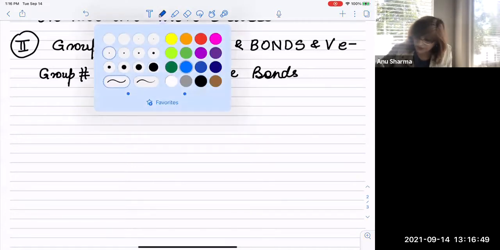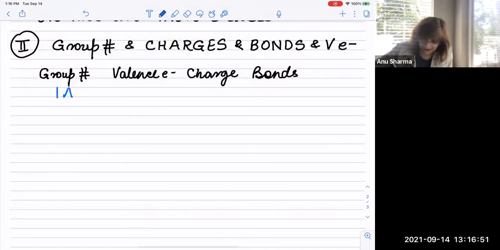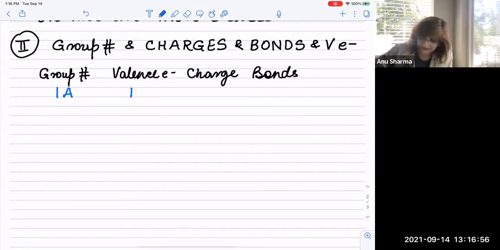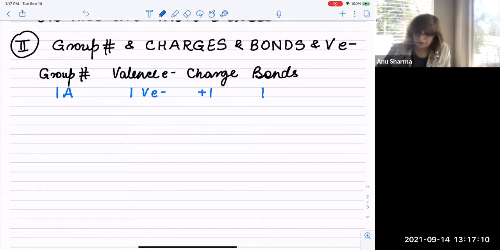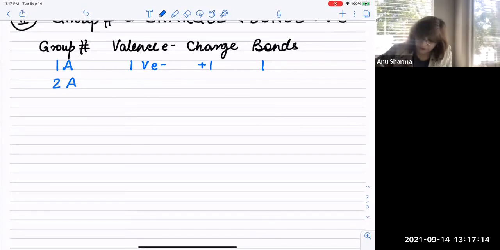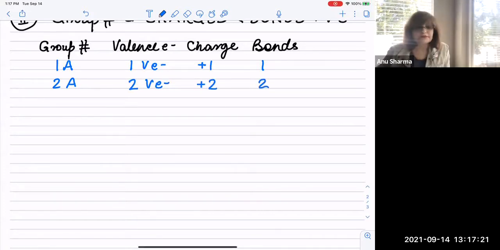So let's look at this one. Elements that are in group 1A. Now these are the representative elements. Group 1A have one valence electron. I'll put this as VE, one valence electron. Charge is +1. So they give away the electrons, and this is one bond they can form. Group 2A, all the elements that are in group 2A will have two valence electrons, and they form +2 charges, and they form 2 bonds.